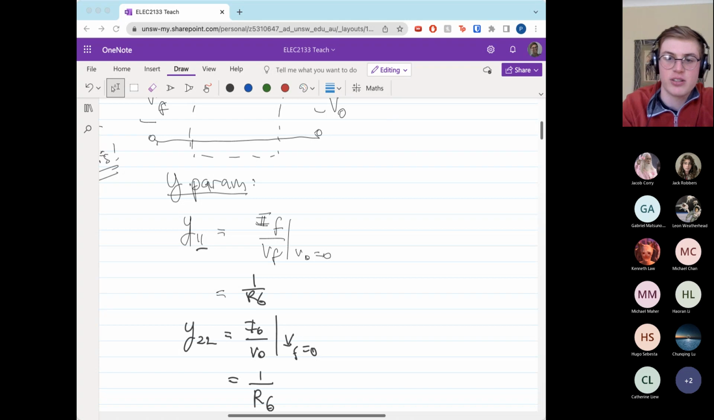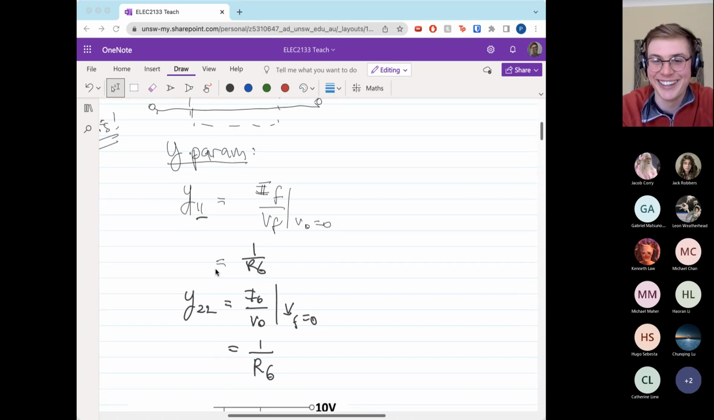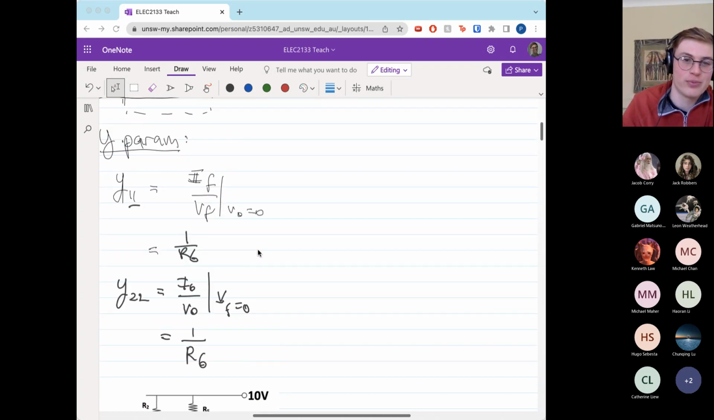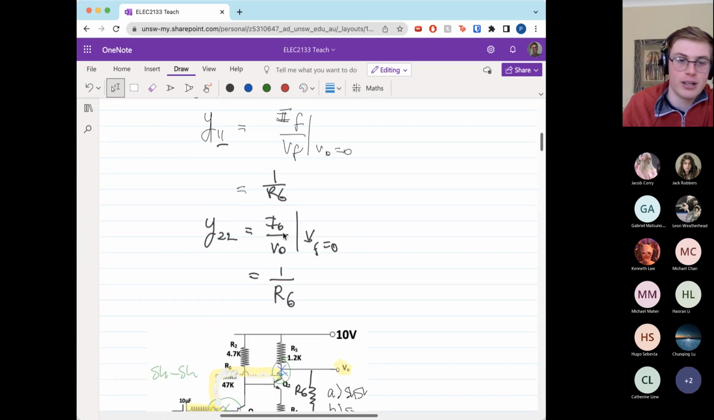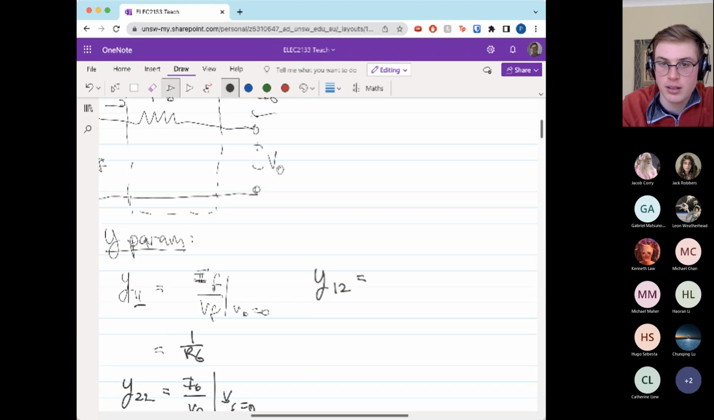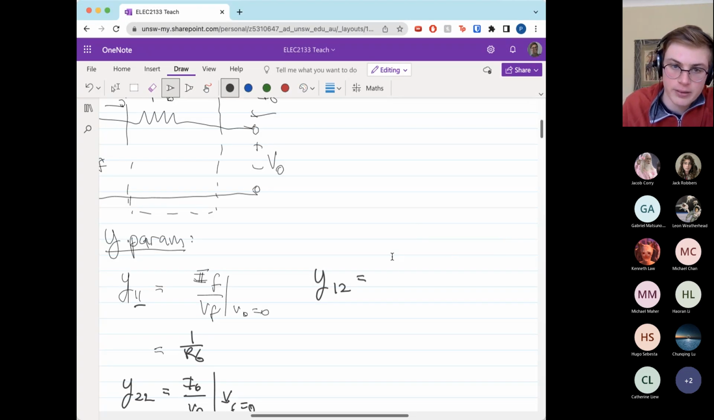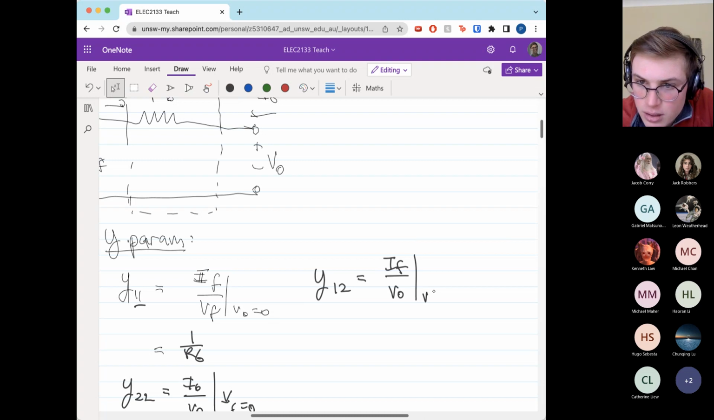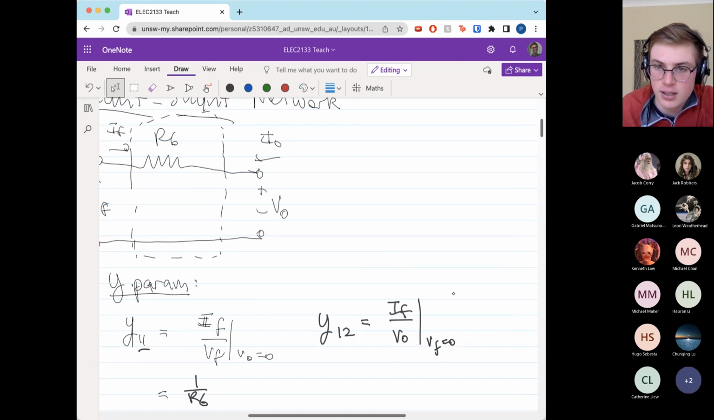Yeah, exactly right, Catherine. So Y12 or Y21. We had a look at the input and output loading effects. Let's have a look at Y12. Using this same circuit, Y12 is going to be given by IF on V out when VF is 0. So we're shorting this.